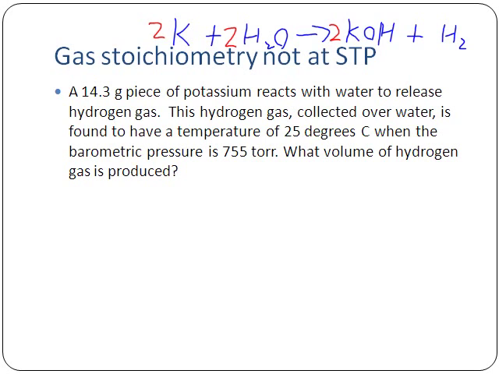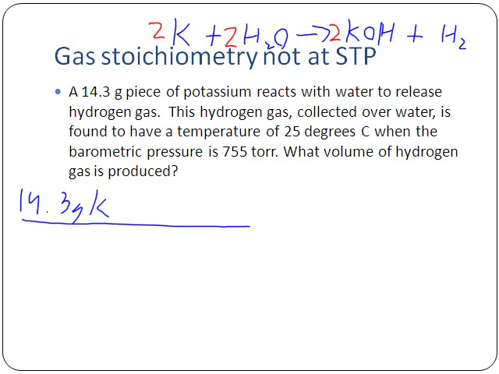We have 4 H's on the left, and then 2 plus 2 gives us 4 on the right, 2 oxygens on the left, and 2 oxygens on the right. So this is balanced. So 2K plus 2H2O yields 2 KOH plus H2. So setting this up, same way that we had before here, we have a 14.3 gram piece of potassium. So we start off with 14.3 grams of potassium.